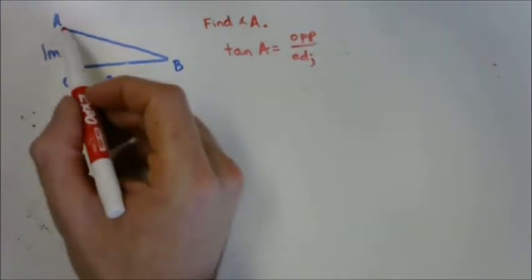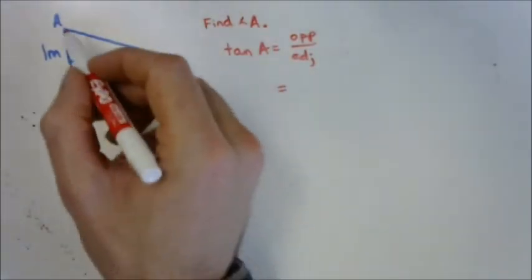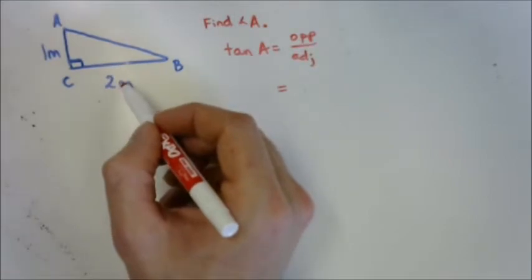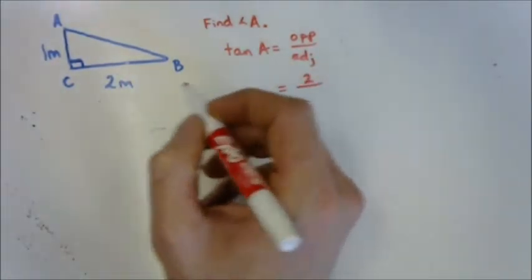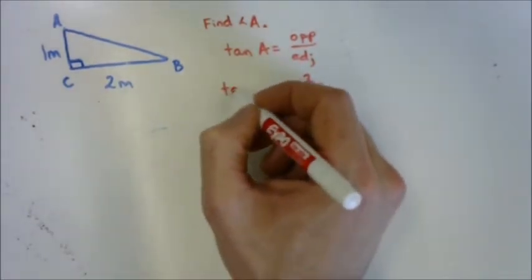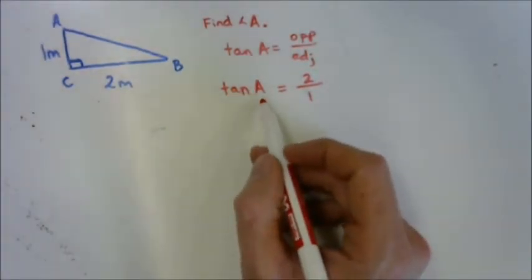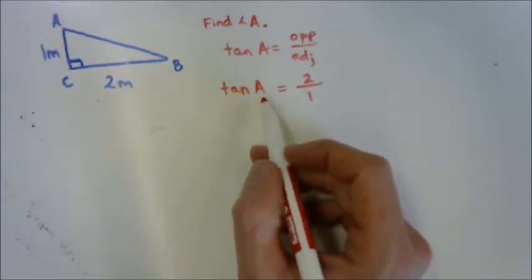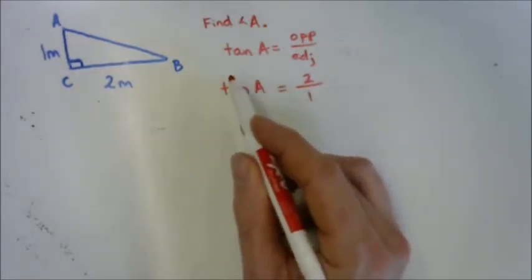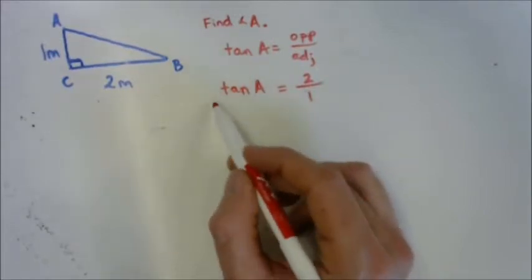So if we're looking at A, what's opposite of A? We're looking at a ratio of side lengths. So 2, and adjacent is 1. So we've got the tangent of A is equal to 2 over 1, right? But we want to find out what the measure of angle A is. So right now, the tangent operation is being done to A. So how are we going to get that tan away from A?